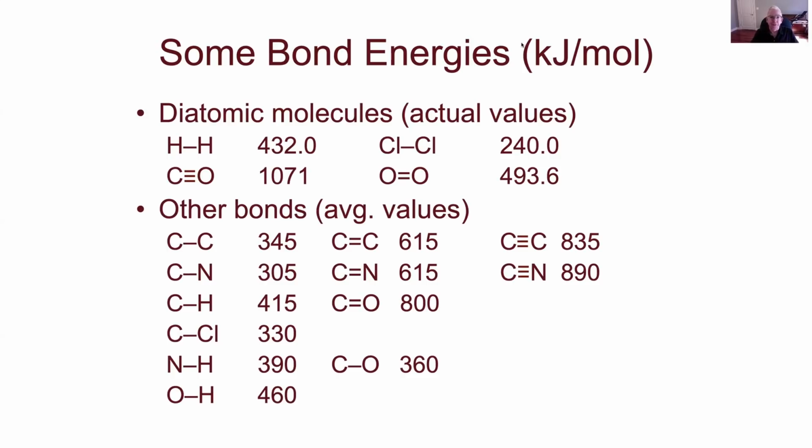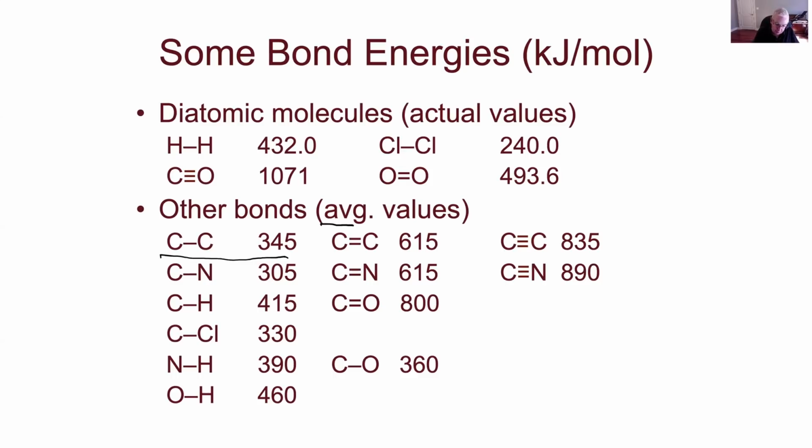If you look at this list, you'll see a few things. Up on top, those are diatomic molecules, meaning those are real molecules that you can measure, like in H2's case. That's the only molecule that has that bond in it. So those are more accurately measured because they're all for just one molecule. Below that, we've got average values. Where it says carbon-carbon, that says measure the carbon-to-carbon bond energy in a whole bunch of different molecules, and they average to about 345 kilojoules per mole.